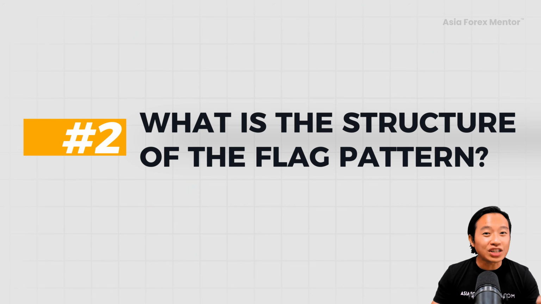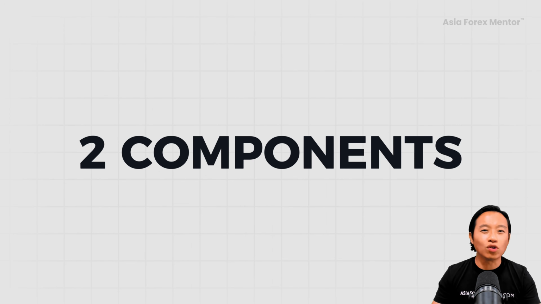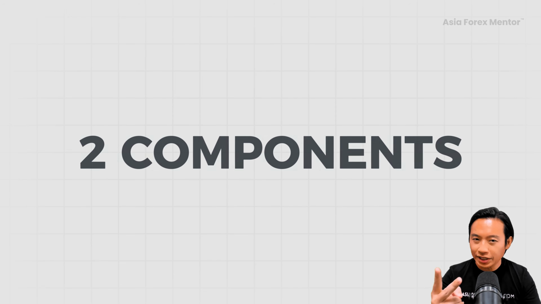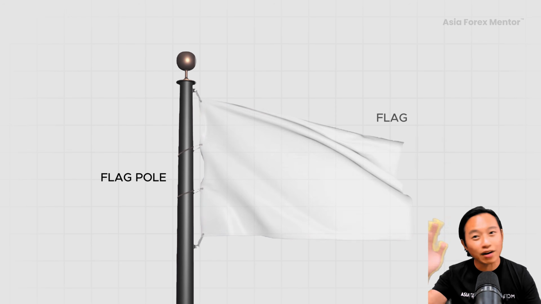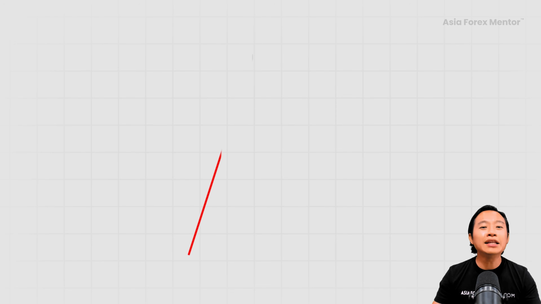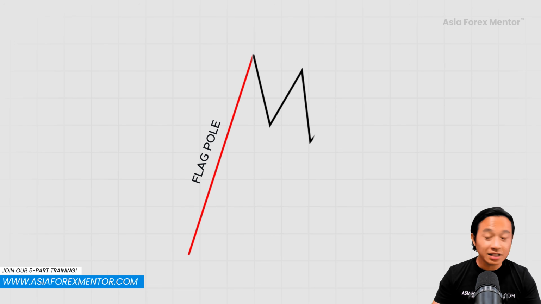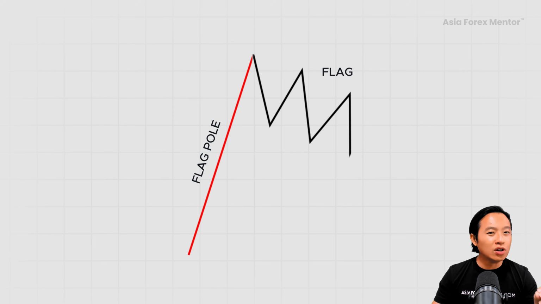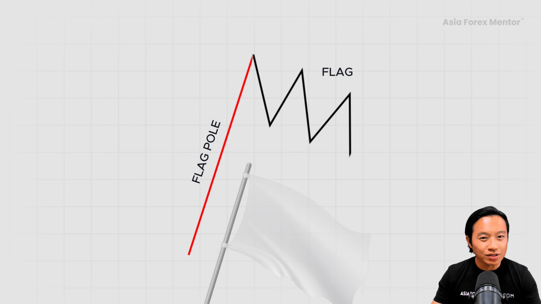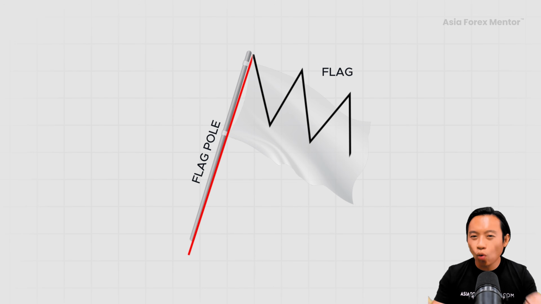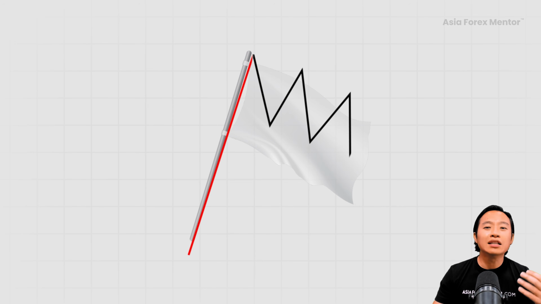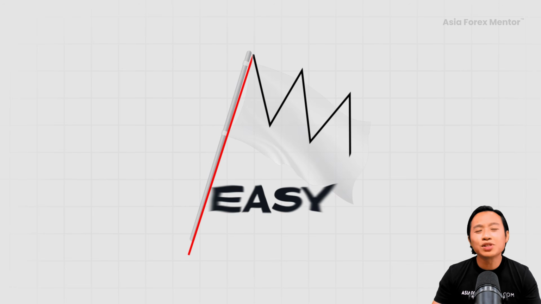So, what is the structure of the flag pattern? The flag pattern consists of two components, a flag pole and flag. The red line is the flag pole and the black channel is the flag. If you take a good look at it, it does really resemble a flag, right? So once you know what to look for, spotting the flag pattern becomes pretty easy.